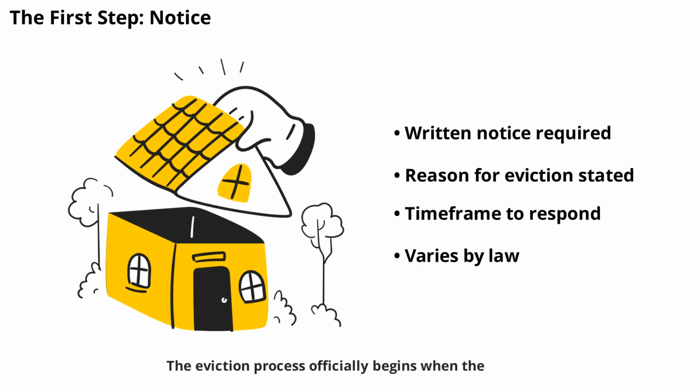The eviction process officially begins when the landlord serves the tenant with a written notice. This notice outlines the reason for eviction and gives the tenant a specific time frame to fix the issue or move out. For example, a pay or quit notice gives the tenant a few days to pay overdue rent, while a cure or quit notice addresses lease violations. The type of notice and the time allowed for response can vary depending on local laws. It's essential for landlords to serve this notice properly, as improper notice can delay or invalidate the eviction.